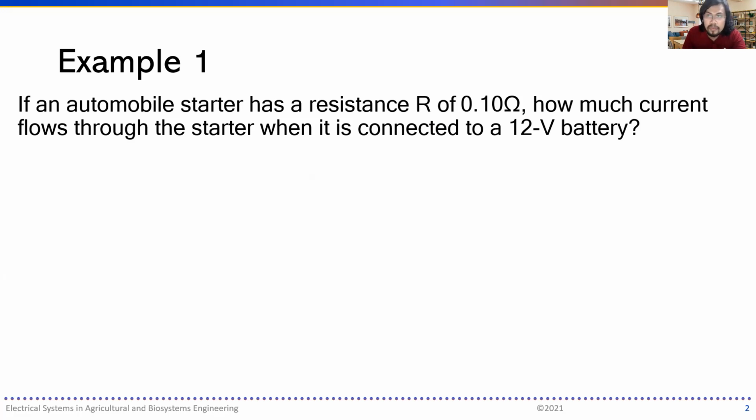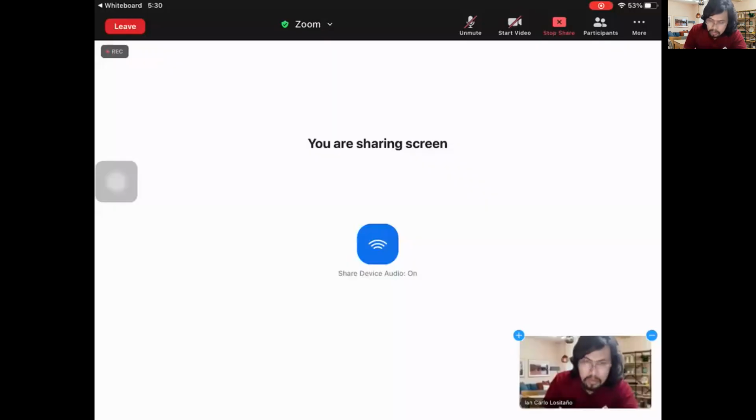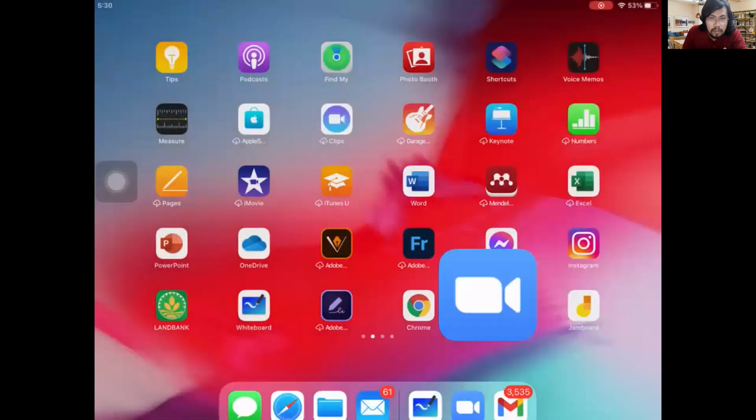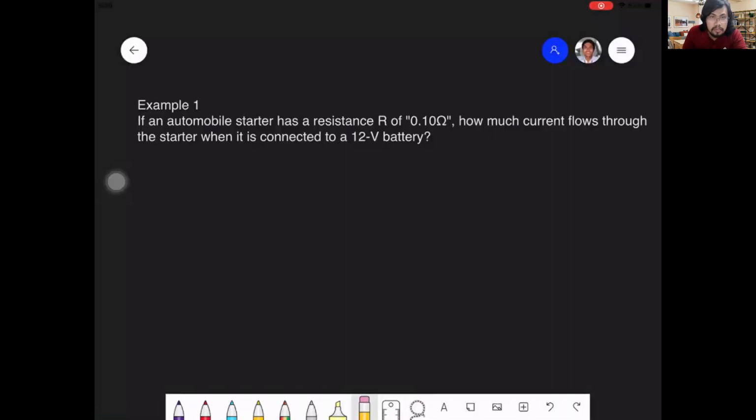Let me just share my other screen. Okay, this is the screen, just to show you the problem. We have the exact problem written out.